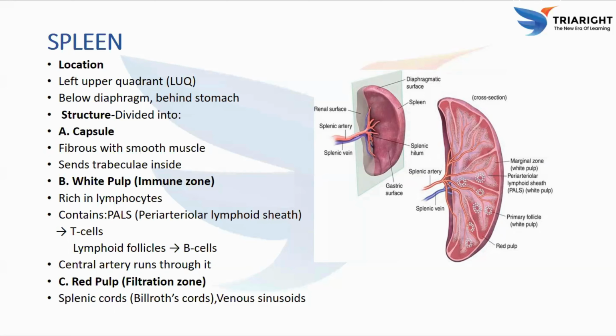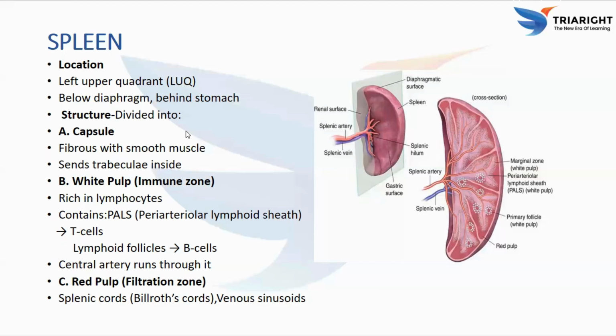It contains smooth muscle allowing the spleen to slightly contract and squeeze blood out, important in animals and minor in humans. This capsule sends trabeculae, internal supportive walls, inside. This gives the spleen strength and architecture. The second part of the structure is white pulp, which is called the immune zone. This is the immune center of the spleen.